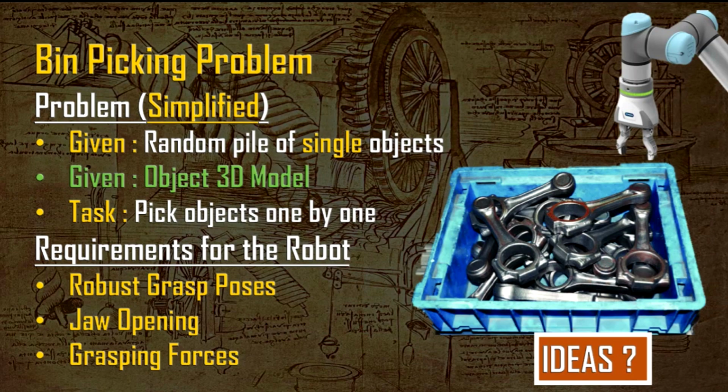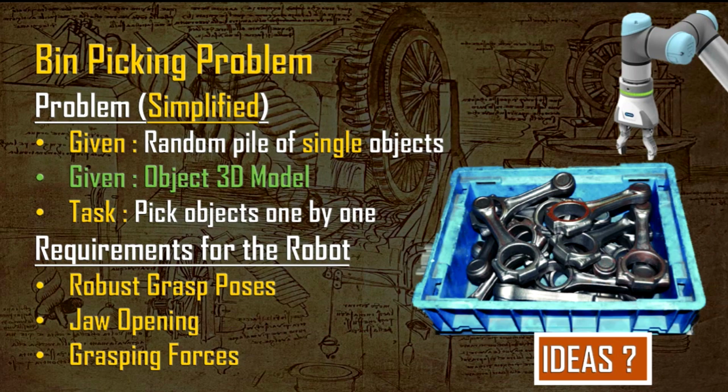So, given a bin of random single type of objects, how does one begin with picking the objects one by one? We do not have any other data except that we have a CAD model of one particular connecting rod, and we need the grasp poses. So would anyone like to contribute or give any random idea? If not, we can also discuss it at the end when things are more clear.